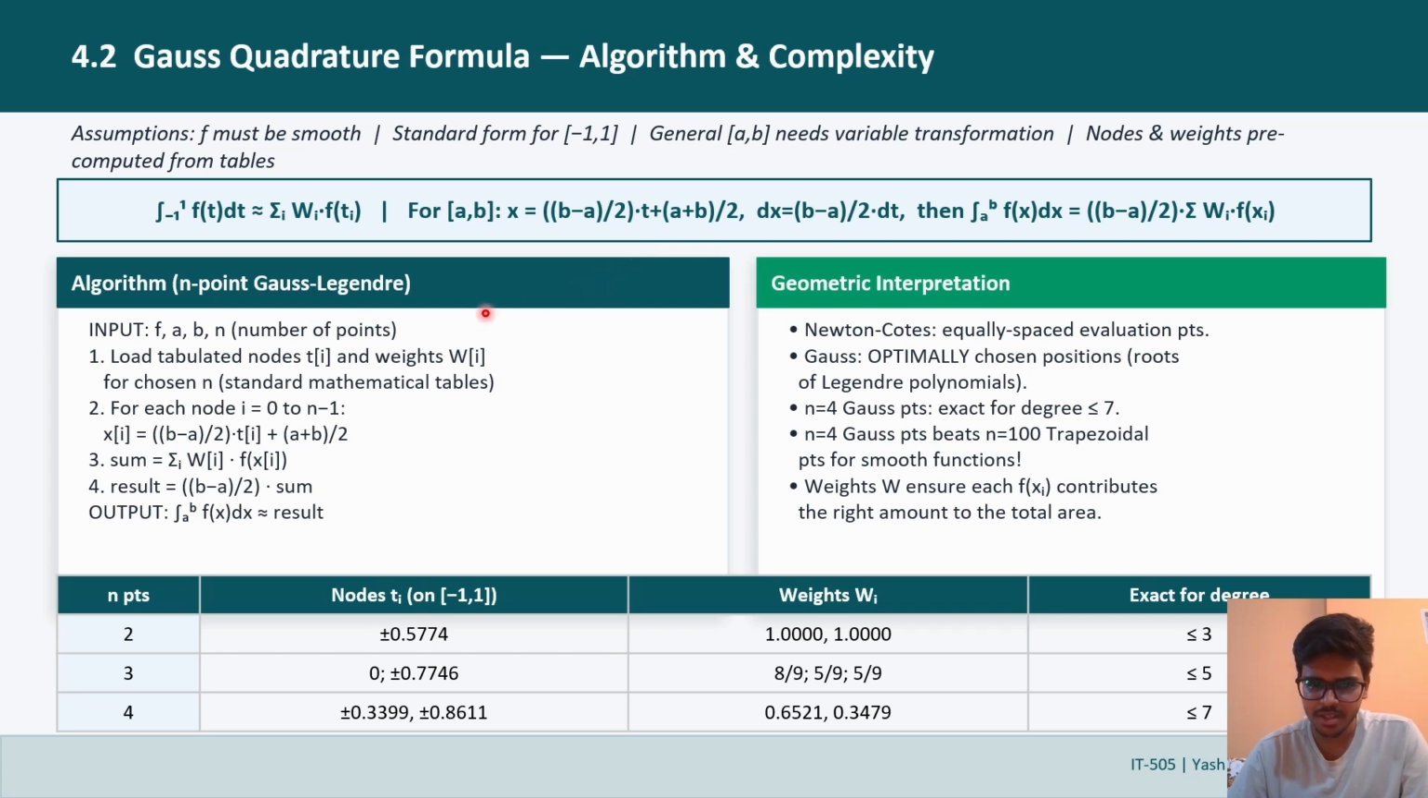The algorithm. Look up the tabulated nodes ti and weights wi for the chosen number of points n. Transform each node to the actual interval using the formula xi equals b minus a over 2 times ti plus a plus b over 2. Sum wi times f of xi for all i and multiply by b minus a over 2.